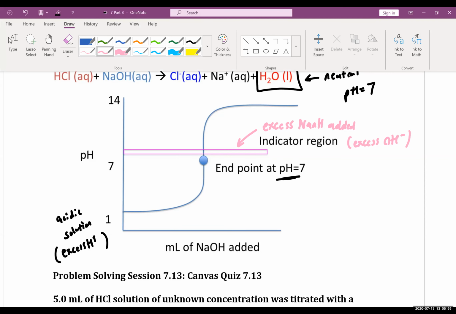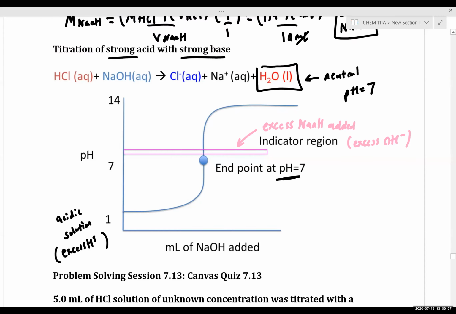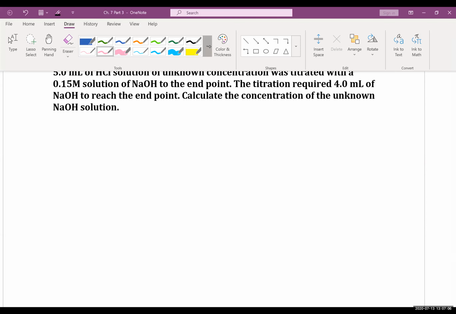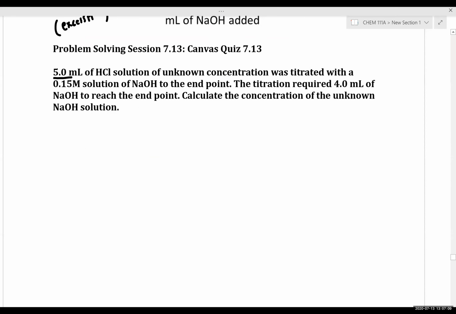So let's now look and see, and let's try to solve a problem where we titrate a strong acid solution with a strong base. So we take 5 milliliters of hydrochloric acid solution of unknown concentration, and we titrate it with a 0.15 molar solution of sodium hydroxide to the end point. The titration required 4 milliliters of sodium hydroxide to reach the end point. So let's try to calculate the concentration of the unknown hydrochloric acid solution.